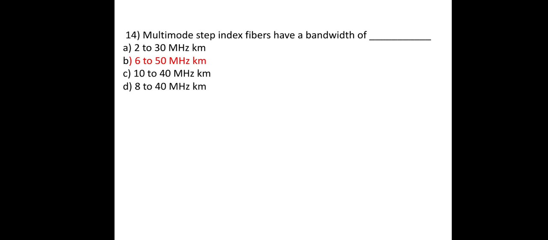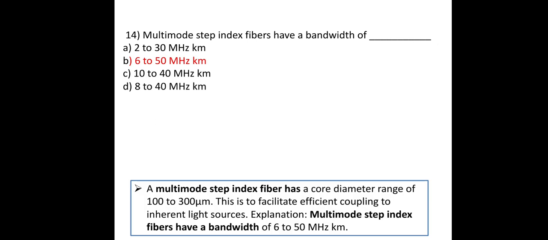Question number 14. Multimode step index fiber has a bandwidth of ___. Okay, the correct option is B, 6 to 50 megahertz per kilometer. This is the multimode step index fiber bandwidth, 6 to 50 megahertz. Next question, here is the explanation of this question.